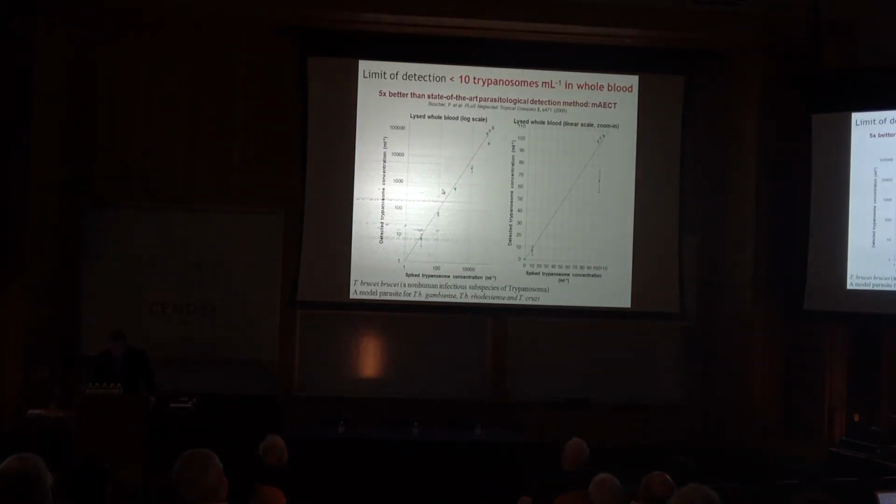So this is our detection result as a function of spiked trypanosome concentration. We have about 10 parasites per mil in whole blood as the level of detection limit, which, compared to other techniques, is slightly better by about 5x. And in fact, considering that the front-end sample preparation is only 3 minutes, we have a huge advantage here because you don't need expertise to put the samples in, and the analysis is done entirely automated.